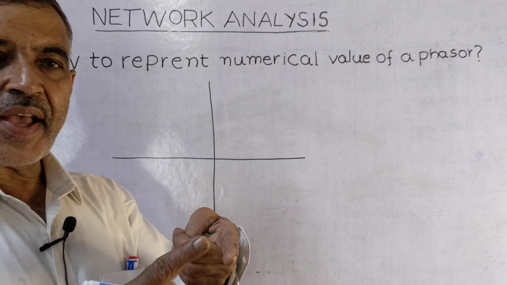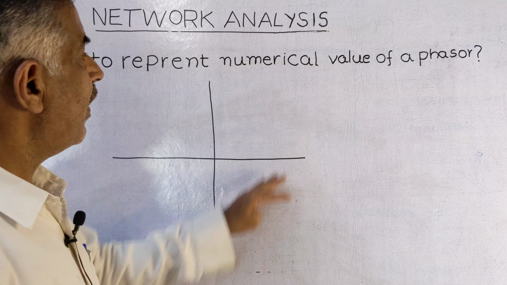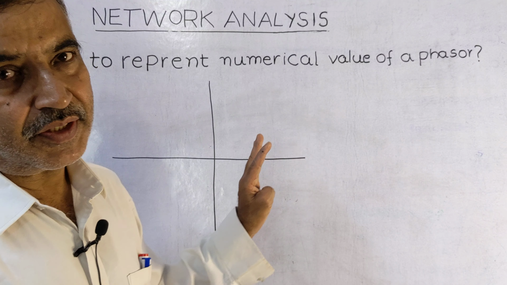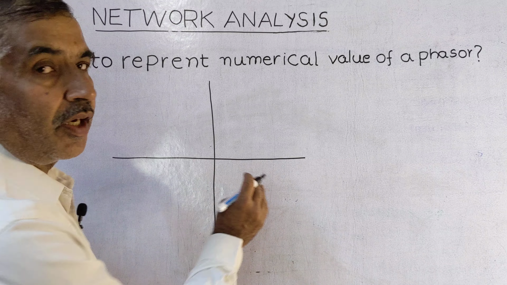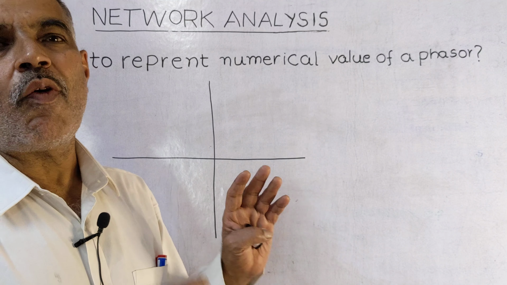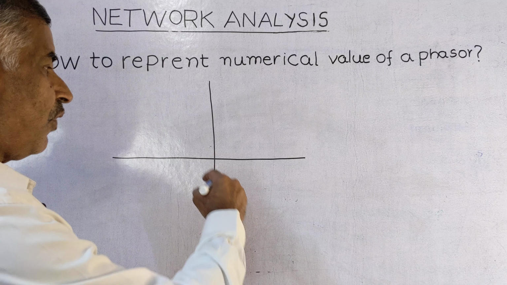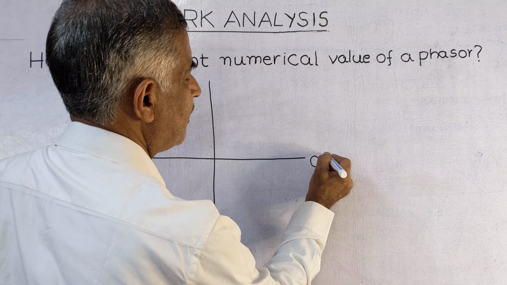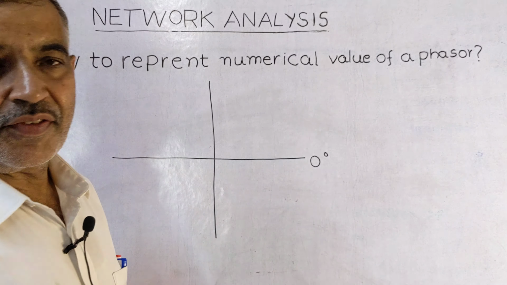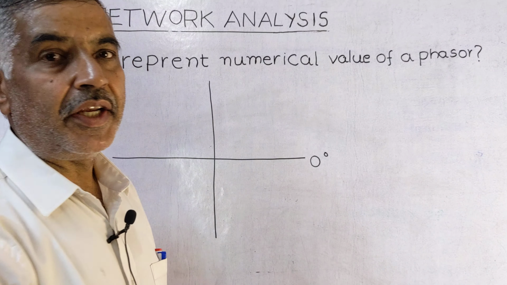By having two axes which are mutually perpendicular to each other, we have divided the plane into four quadrants: quadrant number 1, quadrant number 2, quadrant number 3, quadrant number 4. Each quadrant is going to contain 90 degrees. This horizontal line, to start with, is called 0 degrees.